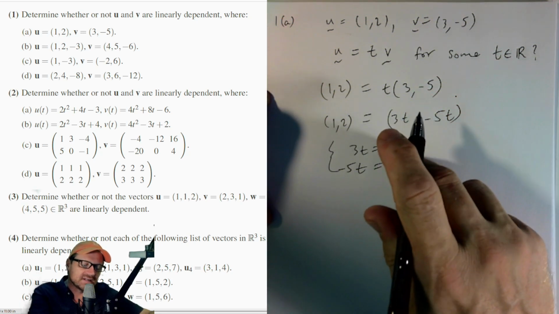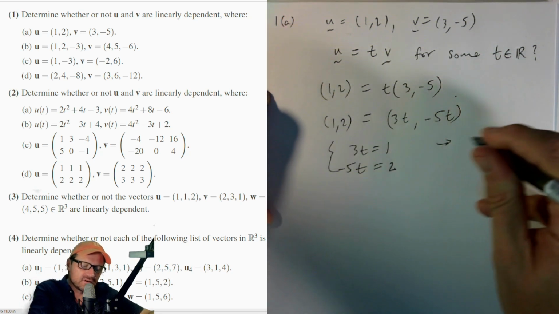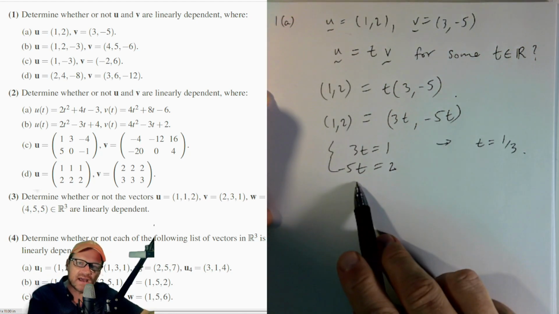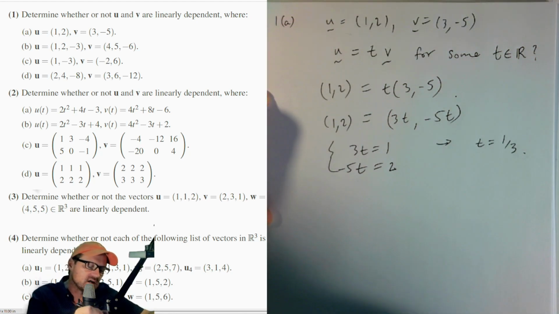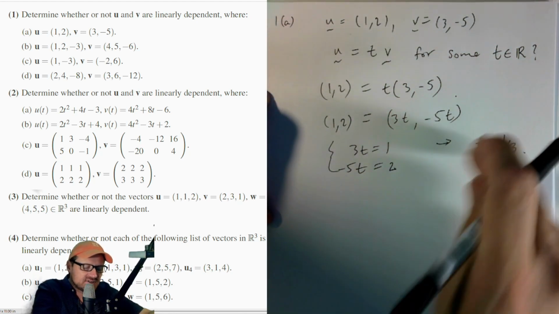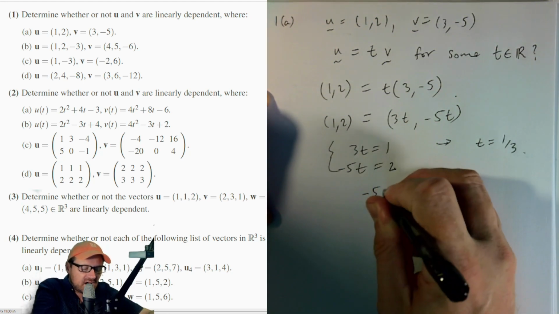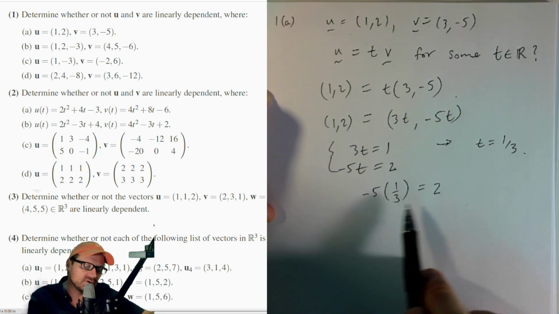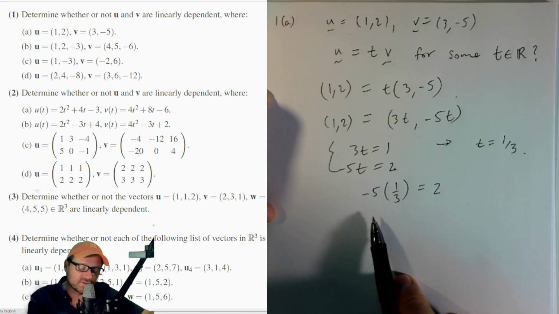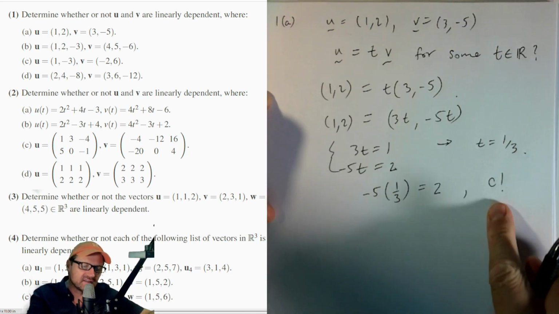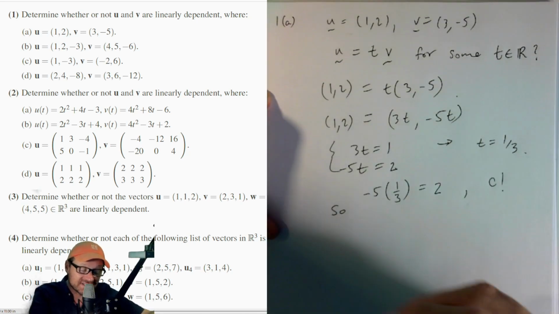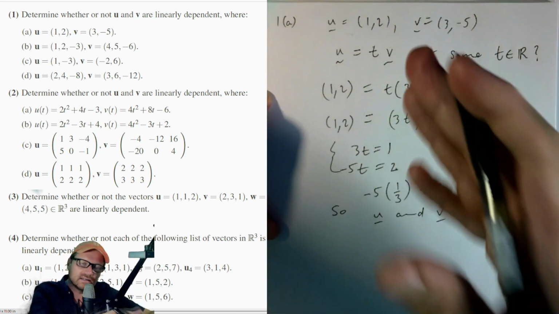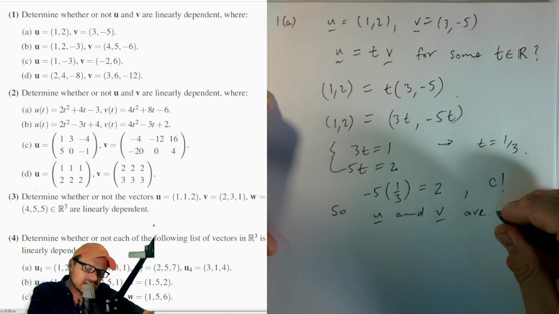All right, so now taking the first equation, the first one gives t is equal to 1/3, but that doesn't work for the second one, because if we put this into the second equation, we have minus 5 times 1/3 is equal to 2. And so 2 is not equal to minus 5 over 3. This is a contradiction. So we'll say then that u and v are not linearly dependent, they're linearly independent, like so.